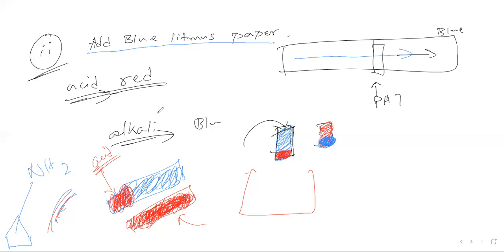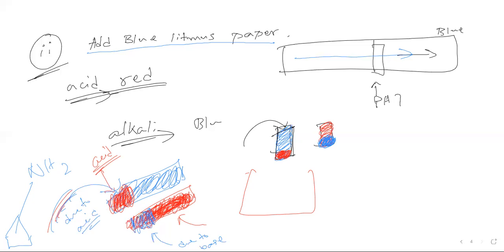Maybe I'm making it too complex. Let's say both colors changed. Let's say the red litmus paper color also changed. Now, when does red litmus paper's color change? When there is presence of alkali. And when does blue litmus paper's color change? When there is the presence of acid. So this color change is due to acid, and this is due to base.